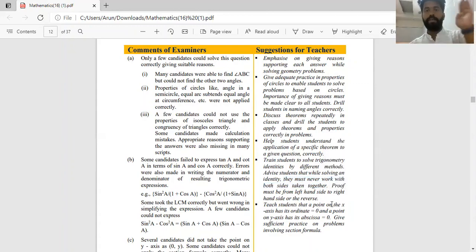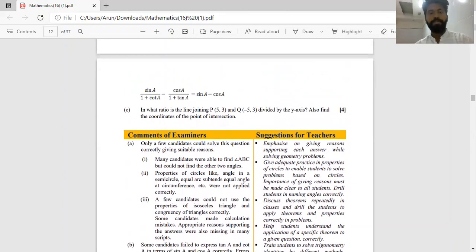You have to start from one side, simplify it as much as you can, and then and only then, if further simplification is not possible, should you start with the next side. So all these things should be kept in mind for trigonometry.